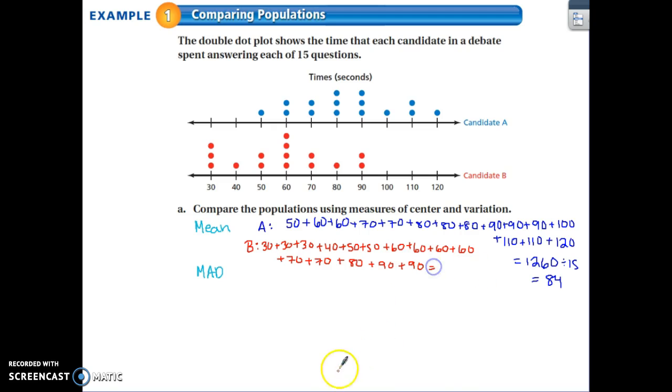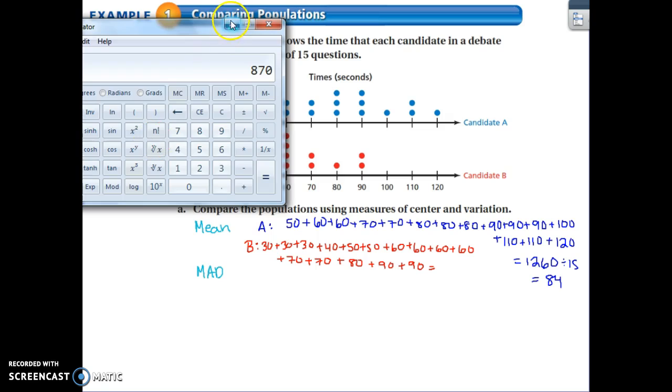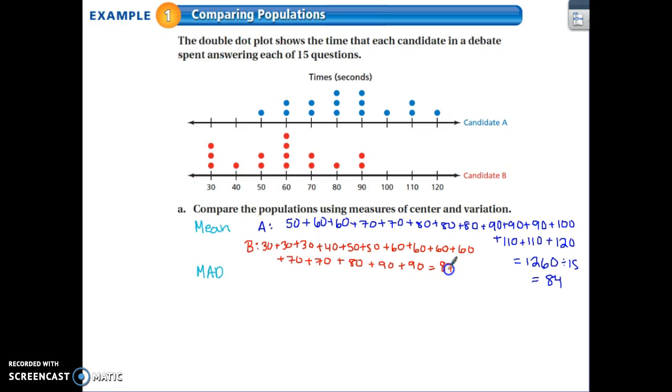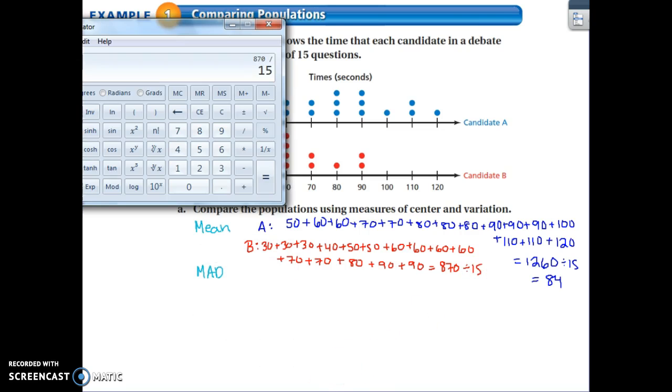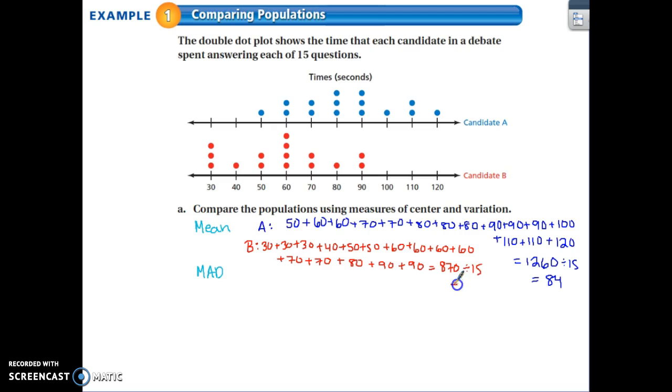Then again, we simply pull out a calculator to add all these numbers. In doing so, I find that the sum of these numbers is 870. Now, to complete the process of finding the mean, I need to take the sum and divide it by the total number of numbers that I just added. If we go and count all these numbers up, we will find that there are 15. So 870 divided by 15, again we do this on a calculator, and find that the average, or the mean, is 58.